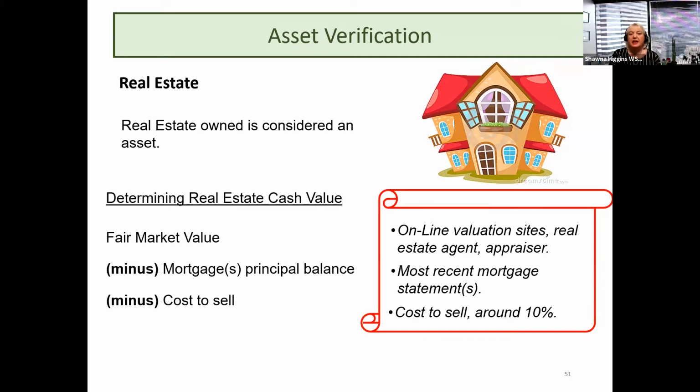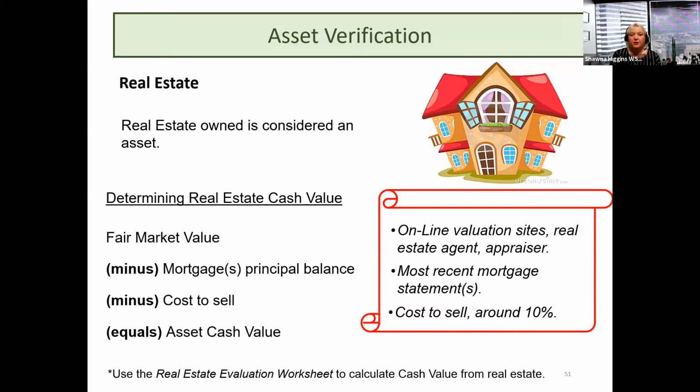Then you're going to minus how much it's going to cost to sell. We usually determine about 10% is about the going rate right now. It might go up or down, but we usually use 10%. And that's going to equal what the asset is as a cash value for that asset. And then you want to use the real estate evaluation worksheet to calculate the cash value from the real estate.